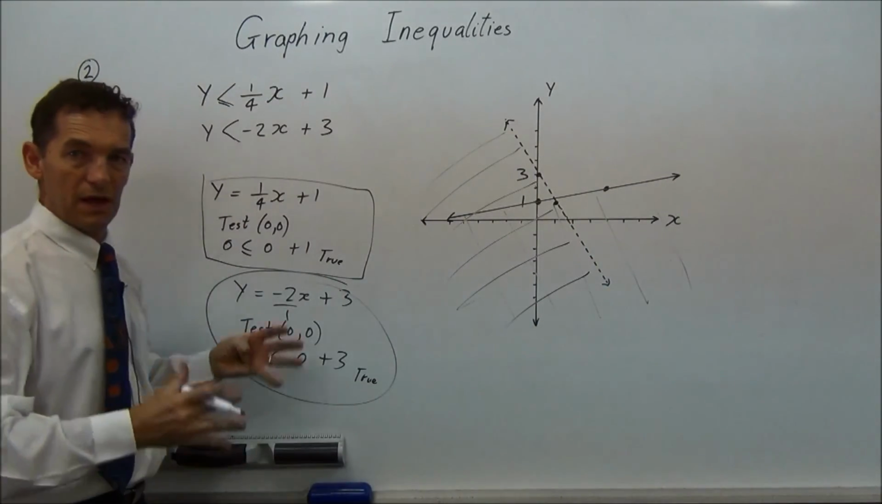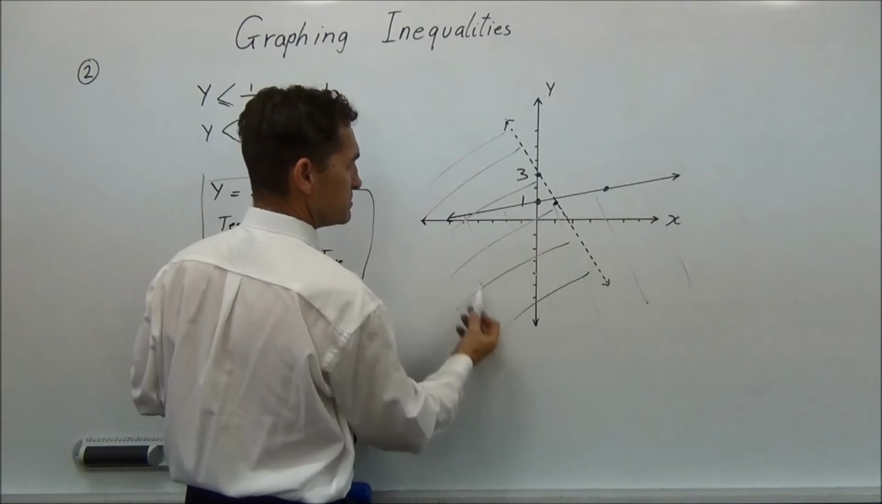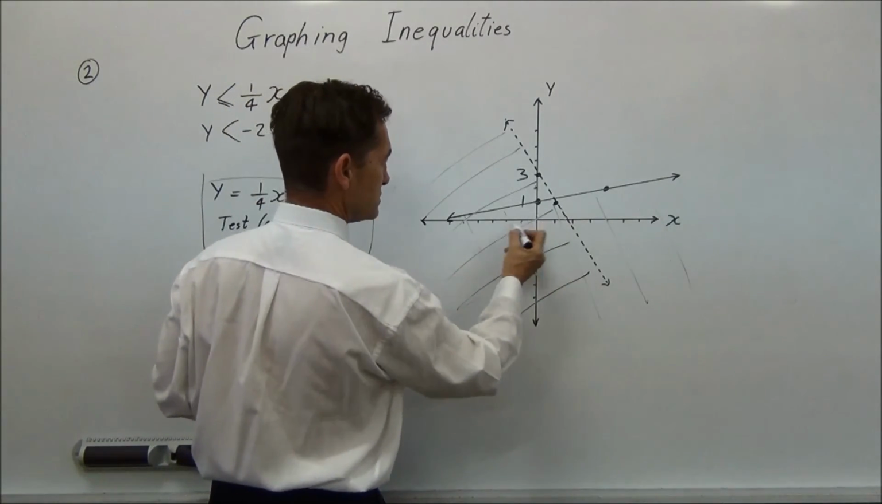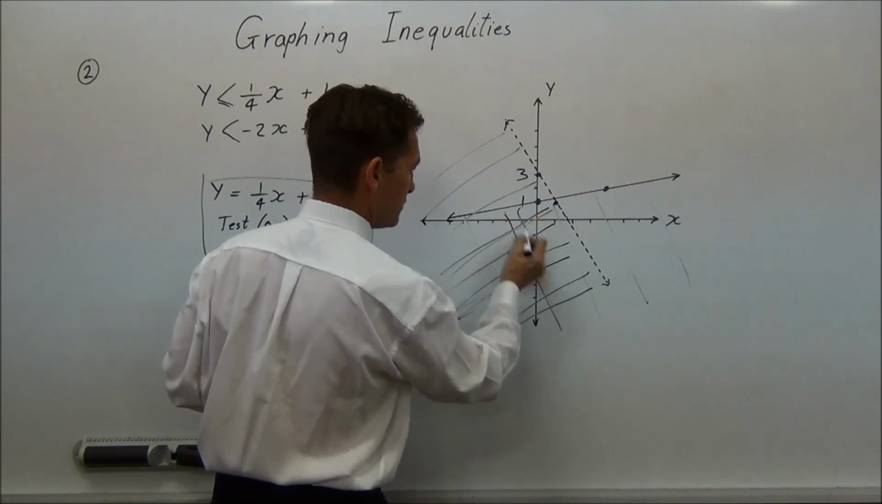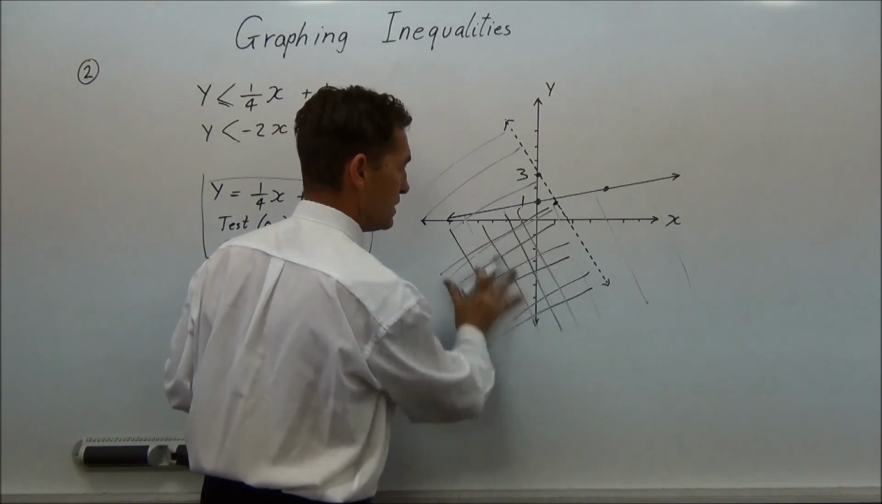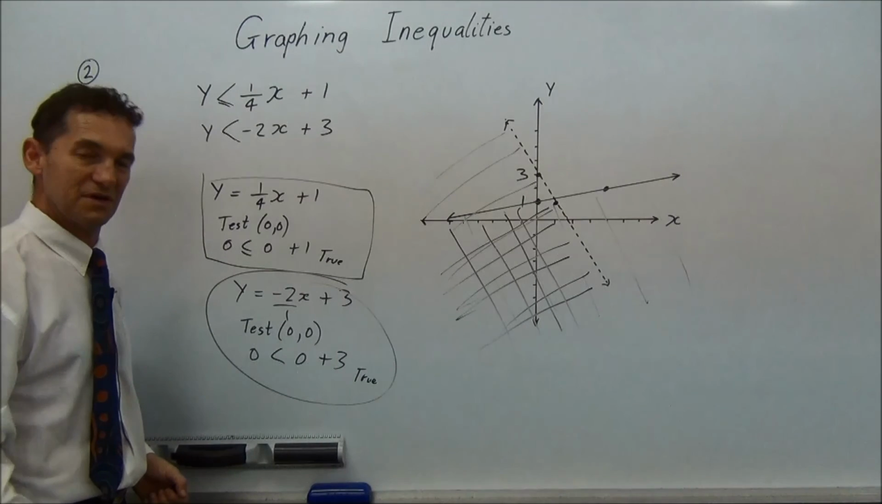So now you've got a more coloured in area. This area is more coloured in. So this is your answer. So you're going to put more lines in here to say this is the area that you're looking for. And you're done.